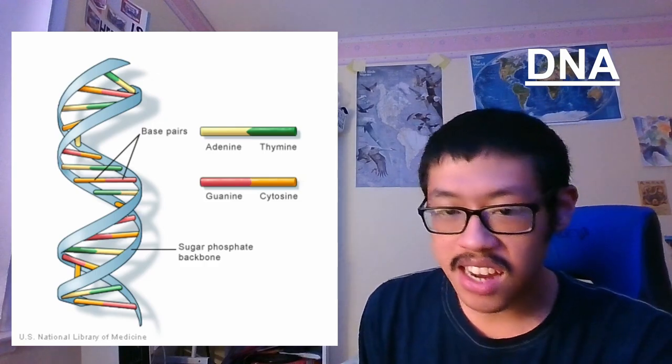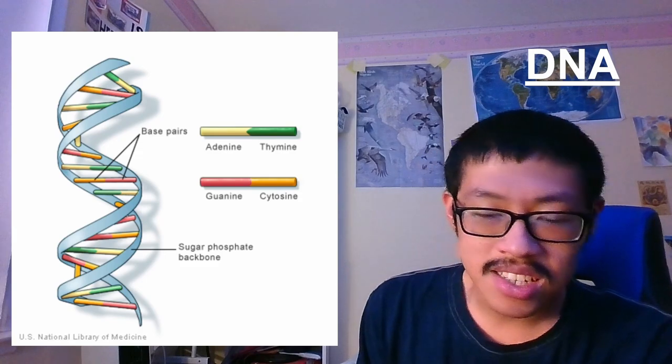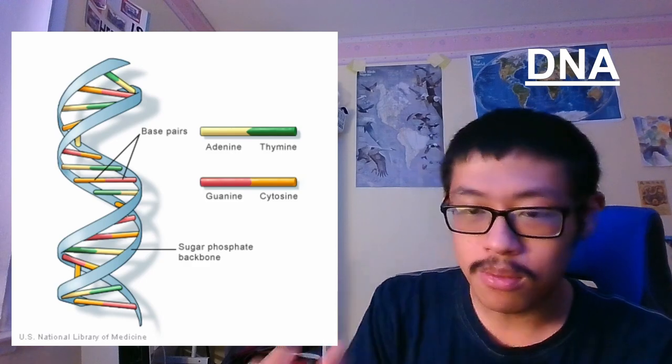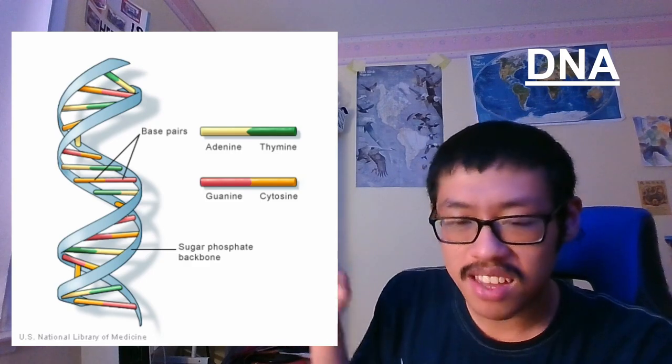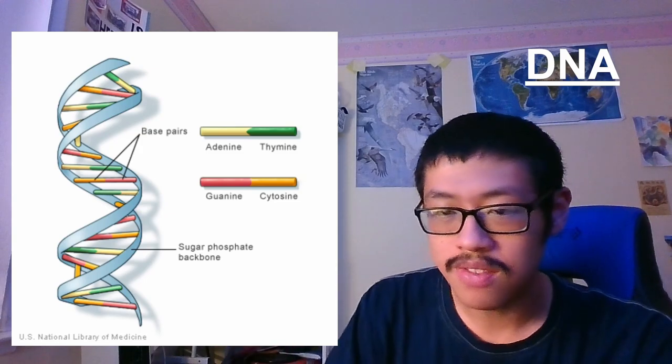Specific regions of DNA code for specific proteins, and those are called genes. So those regions are called genes. And molecules of DNA are condensed into chromosomes. So if you've ever seen those X-shaped things, when people refer to DNA, that is a chromosome. Humans have 23 pairs of them.